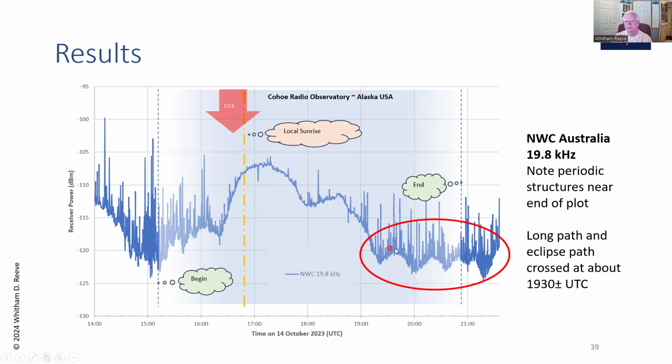On the right, you can see a periodic structure, and the period of this is roughly an hour or so. You see a little bit over here on the left as well. This would be before sunrise at Coho, and would still be darkness in the path, on the westerly path to Northwest Cape. So those are interesting. I don't think that they're related to the eclipse, but they're kind of fun to ponder.